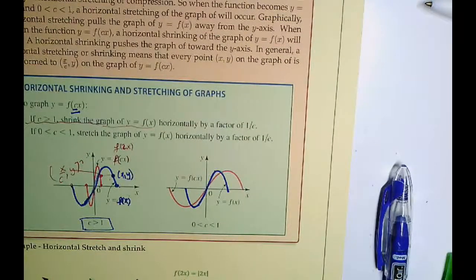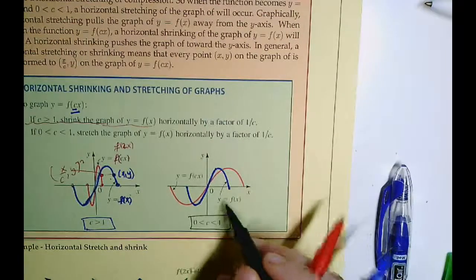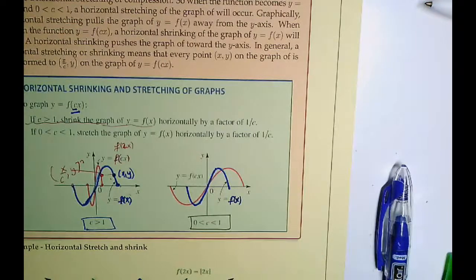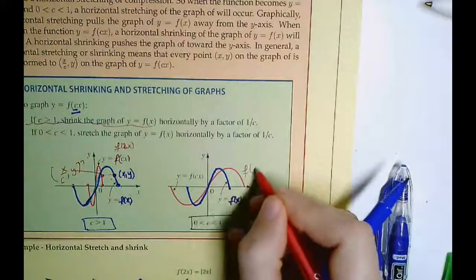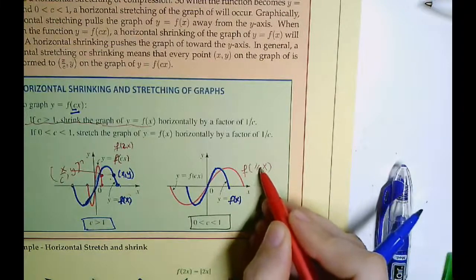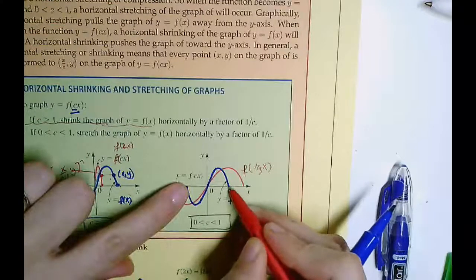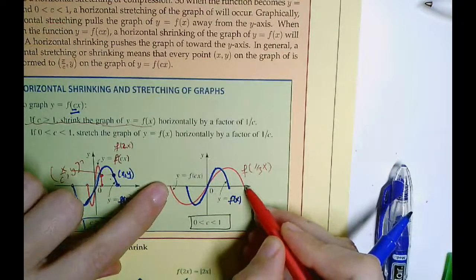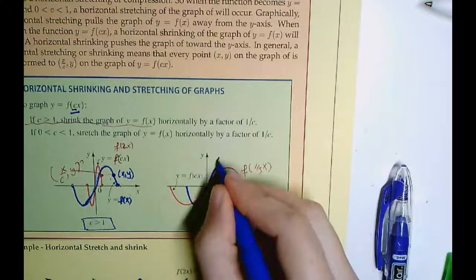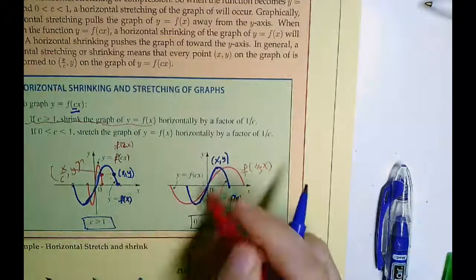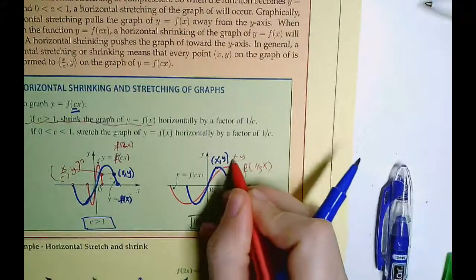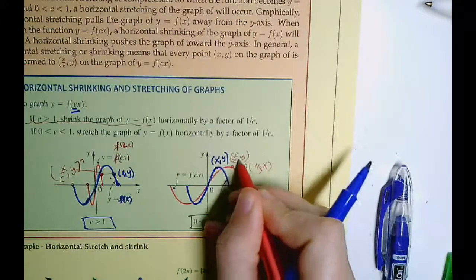Now, if the constant is between 0 and 1, so if I have f of x, and then I want the graph of f of, let's say, 1/3 x, so the x is multiplied by 1/3, then the graph is going to be horizontally stretched. So it's here and it goes there. A point x, y on the original graph became, well, the y stayed the same and the x got divided by c.